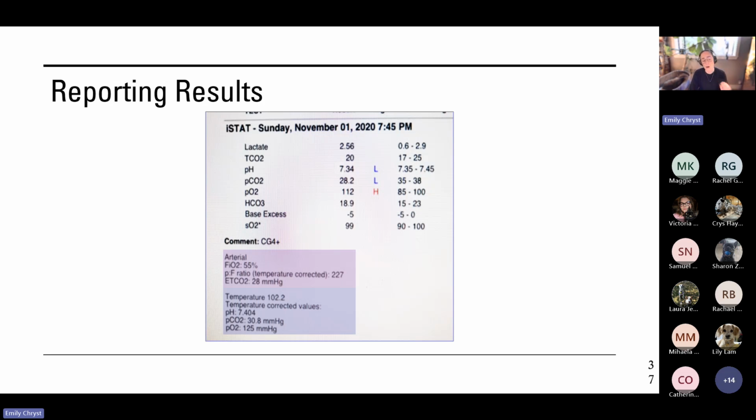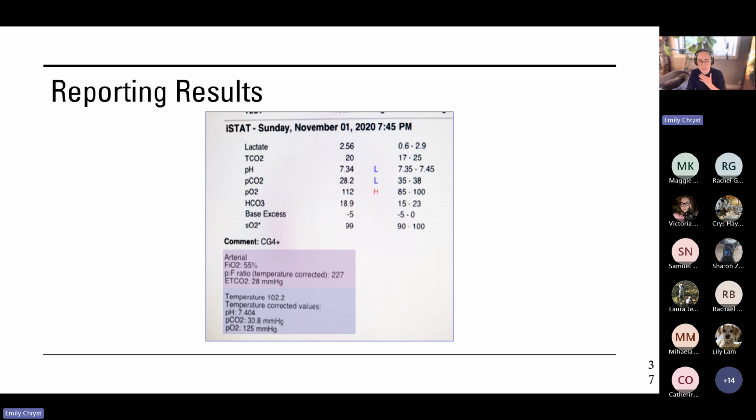Temperature corrected values are also important. I'm less familiar with how the Epoc reports those temperature corrected values, more familiar with the iSTAT. The iSTAT would report those temperature corrected values, but the information that we entered was not necessarily the temperature corrected values. So I always make sure that my temperature corrected values are written down here. You can see that they can diverge pretty significantly from what your non-temperature corrected values are. And so again, in these super high acuity cases where little things really matter, very, very important to note.